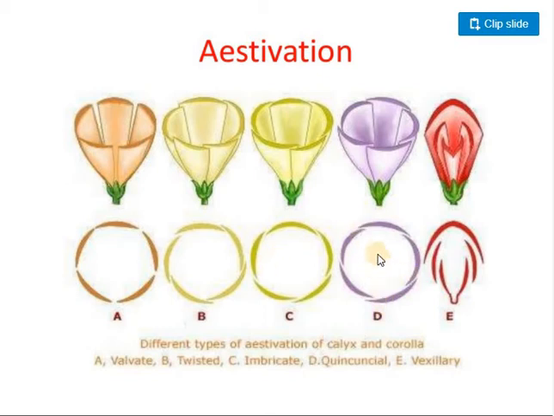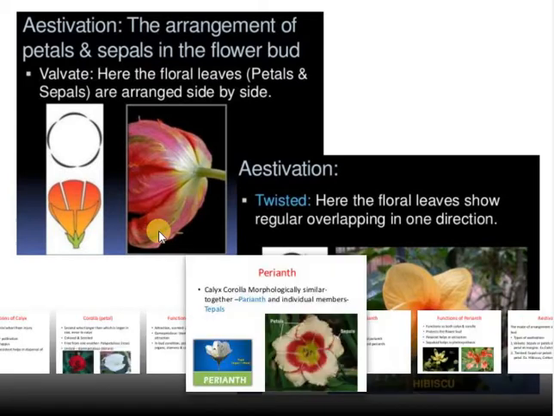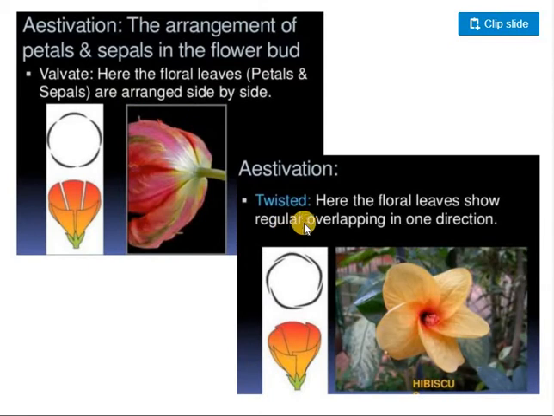When the petals are arranged with two outside, two inside and one in and out, it is called quinquncial aestivation. When one petal is large, two smaller petals are fused at the other side, and two petals are in and out, it is called vexillary aestivation. So the arrangement of petals and sepals in a flower bud is called aestivation. In valvate, the petals and sepals are arranged side by side.